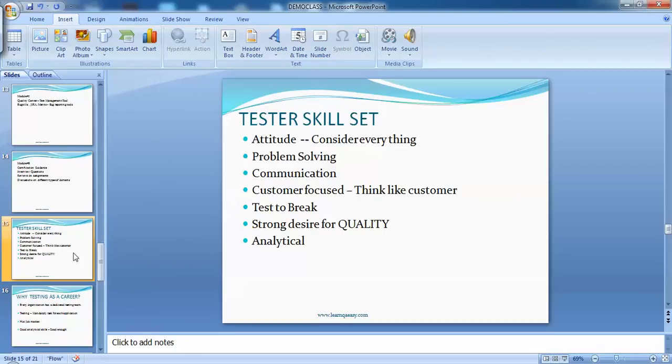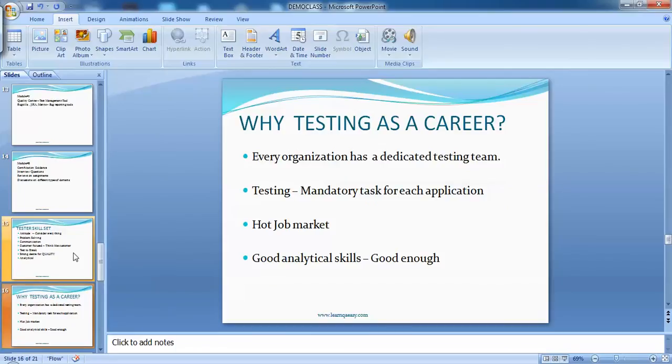Why testing as a career? Each and every organization has dedicated testing teams. Testing is a mandatory task for each and every application. Without testing, if we release an application into the market, it leads to many problems. So that's why before releasing any product into the market, testing is a mandatory task. Conduct rigorous testing and find out all the issues, solve them, then only release it to the market. This is the market standard. So you can always see a hard job market, and no need to have typical coding knowledge and all that stuff. Just analytical skills are good enough to start your career in QA.